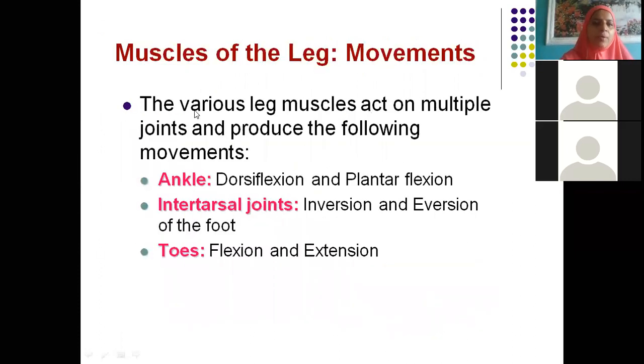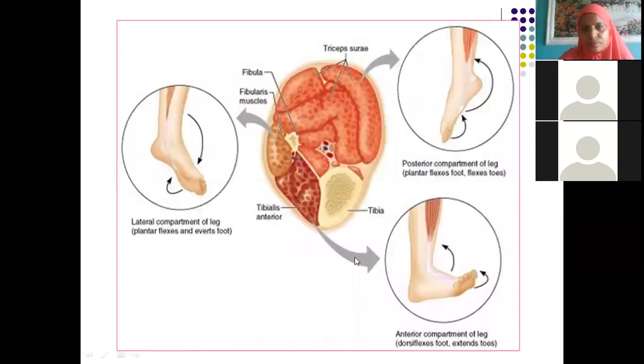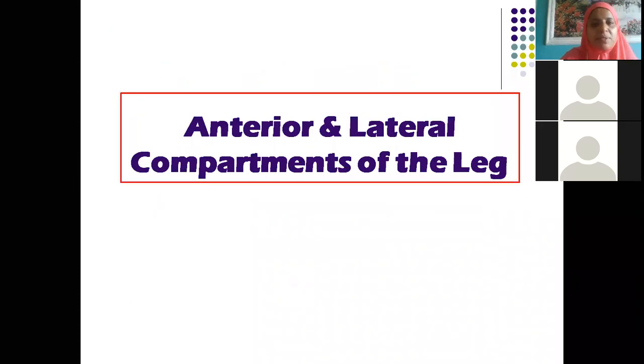Now, the various leg muscles act on multiple joints. That means they act on the ankle joint, intertarsal joints, and toes, and they bring about various movements. When they work over the ankle, they bring about dorsiflexion and plantar flexion. Pictures are there when I discuss the ankle joint. At the intertarsal joints, they help in inversion and eversion. That also I will show you, and toes flexion and extension. Still much better pictures I will show you.